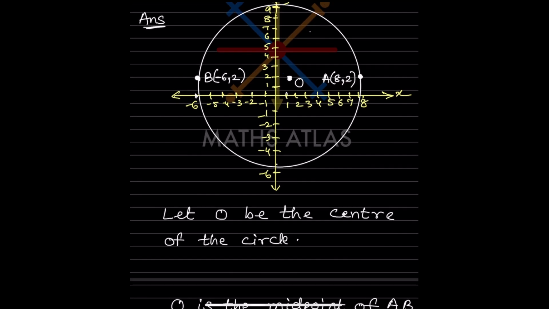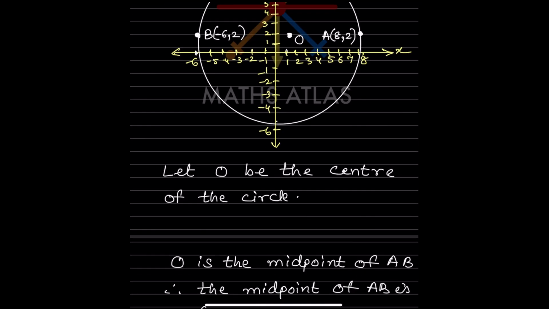So here, see here, this point is (1, 2), which means this is 1 on the x-axis and 2 on the y-axis. So this is the point. So O is going to be here. Hope you got this, how we got this O.